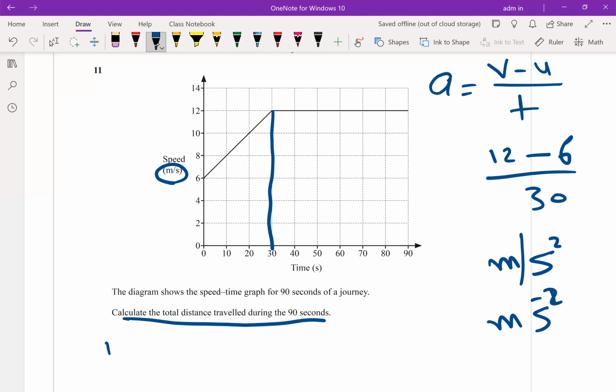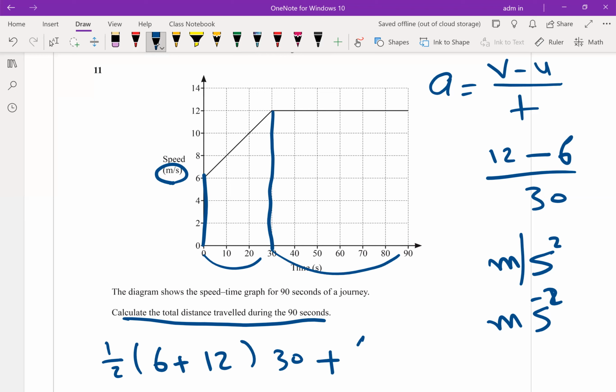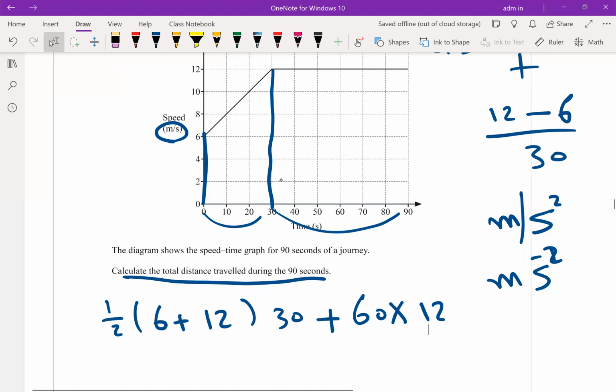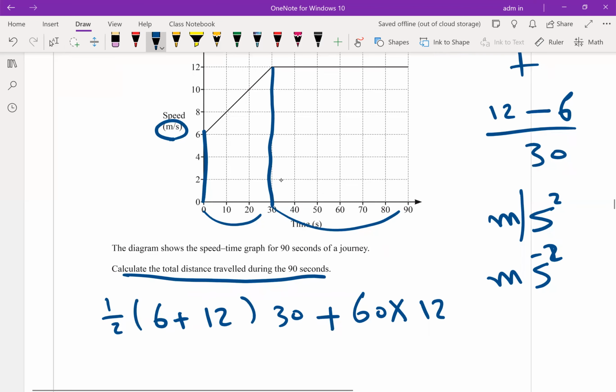If we form it like this, we have the trapezium with A equal to 6 and B equal to 12, multiplied by the perpendicular height, which is 30, plus from 30 to 90, which is 60, multiplied by 12. Area of trapezium and area of rectangle. Half of 6 plus 12 is 18, half of 30 is 15, plus 60 times 12. Anyone give me the final answer?